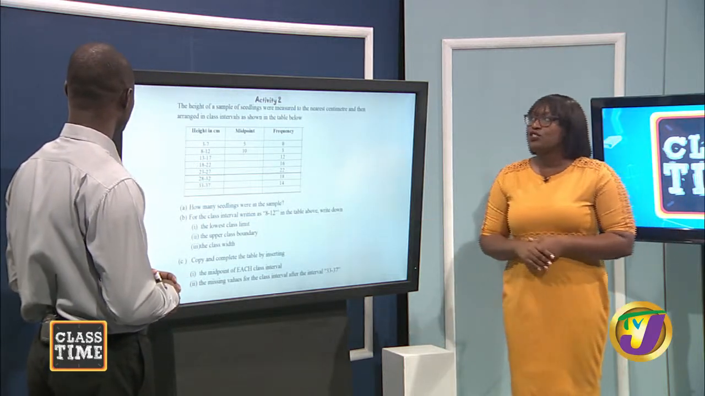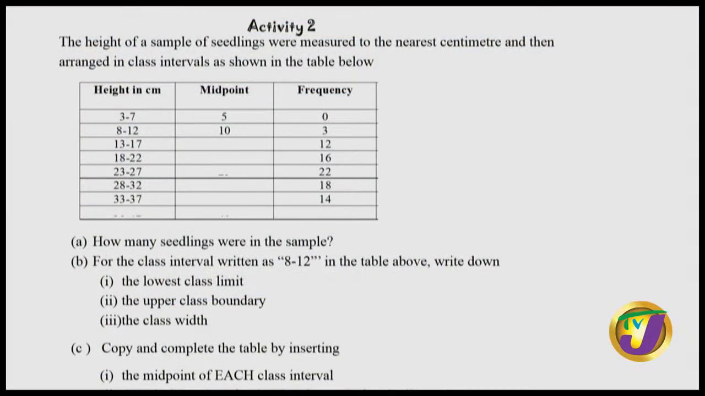So in activity 2, the heights of sample seedlings were measured to the nearest centimeter and then arranged in class intervals as shown below. Before, we were given data that was not grouped. Now we're looking at grouped data. It's getting a little bit more interesting, right? Here our frequency table shows grouped data, and it is asking us how many seedlings were in the sample. Just looking at this table, can we tell how many seedlings were in the sample?